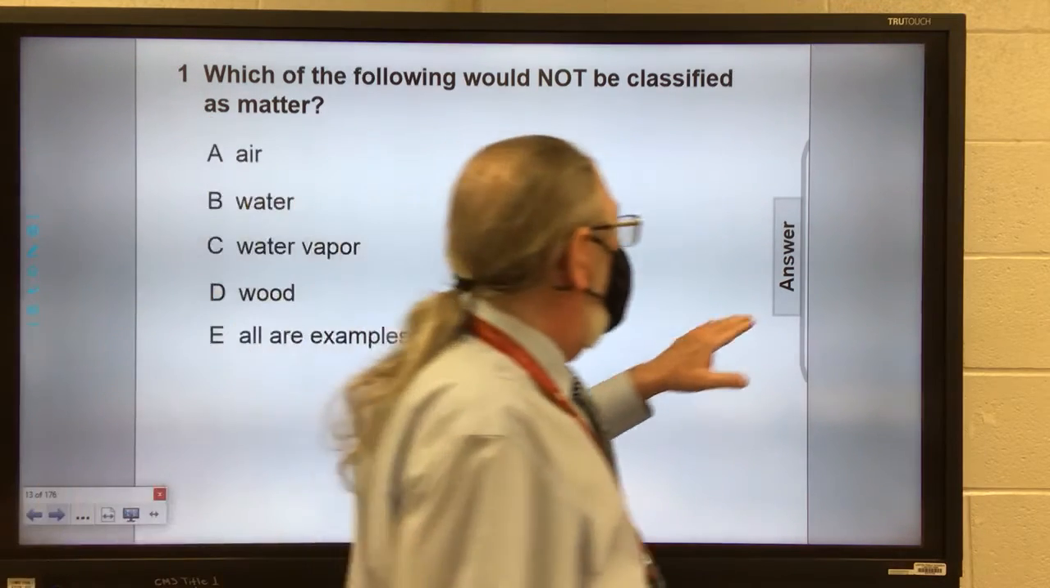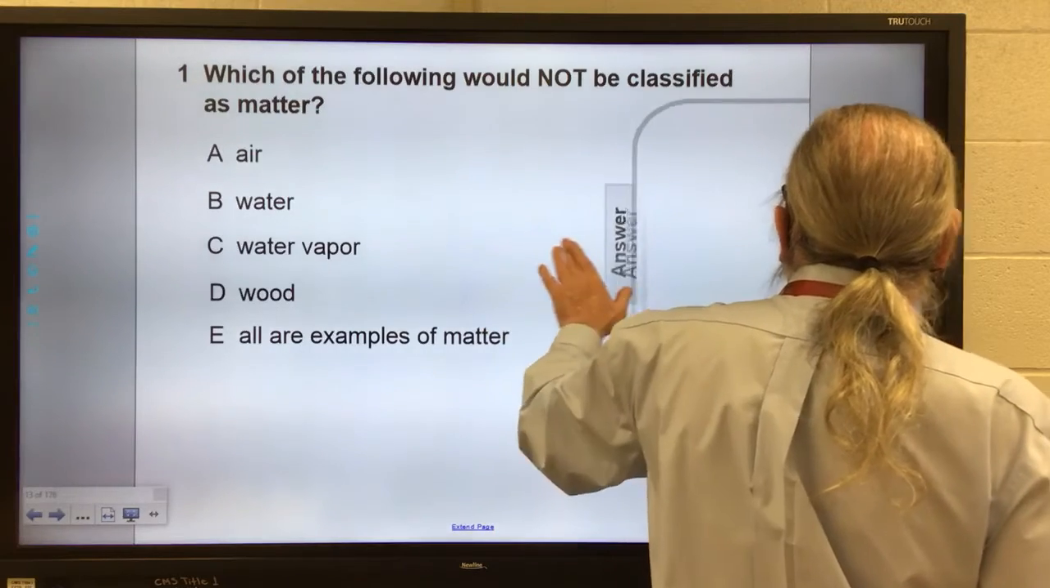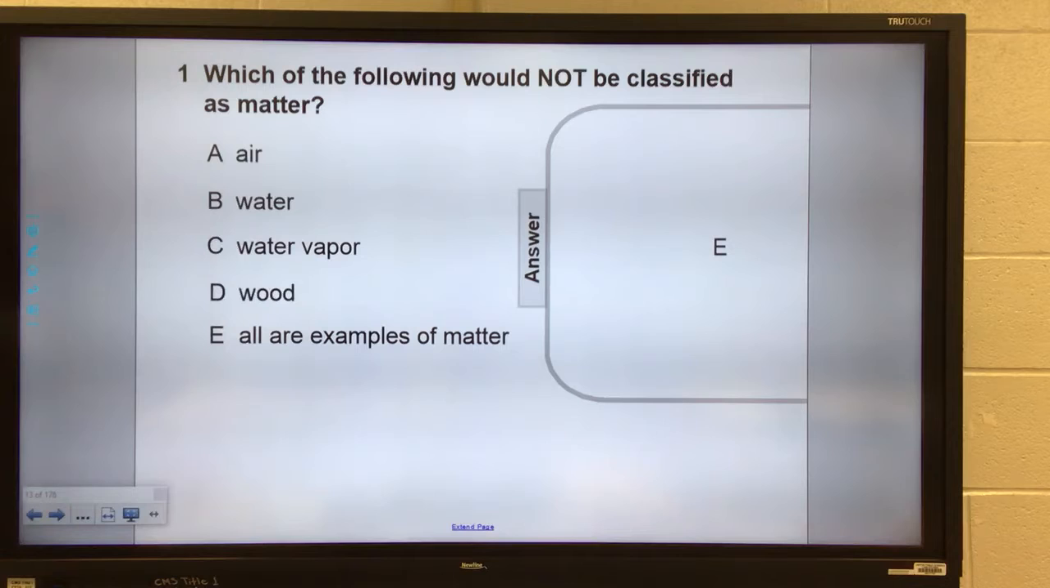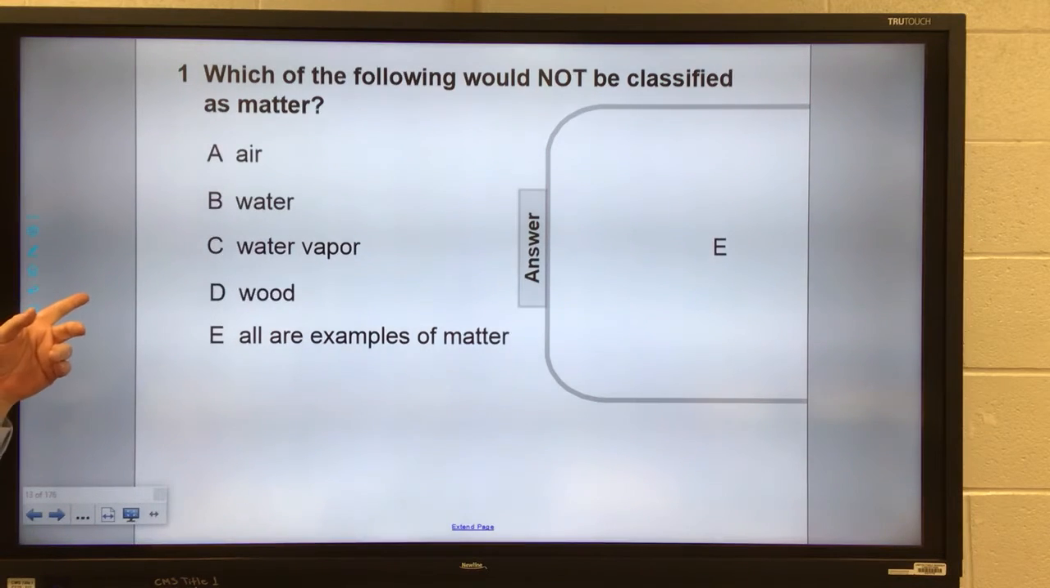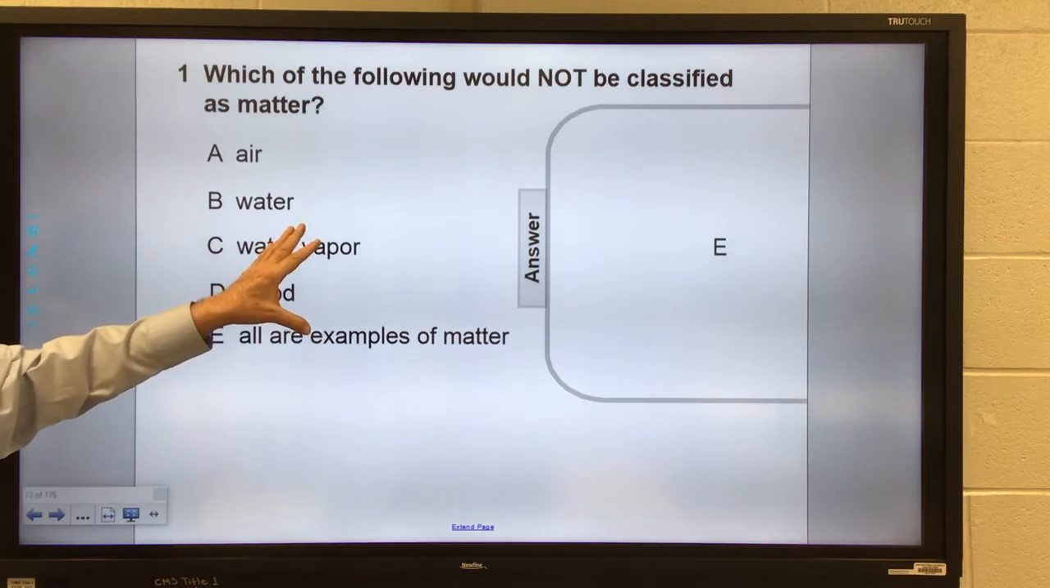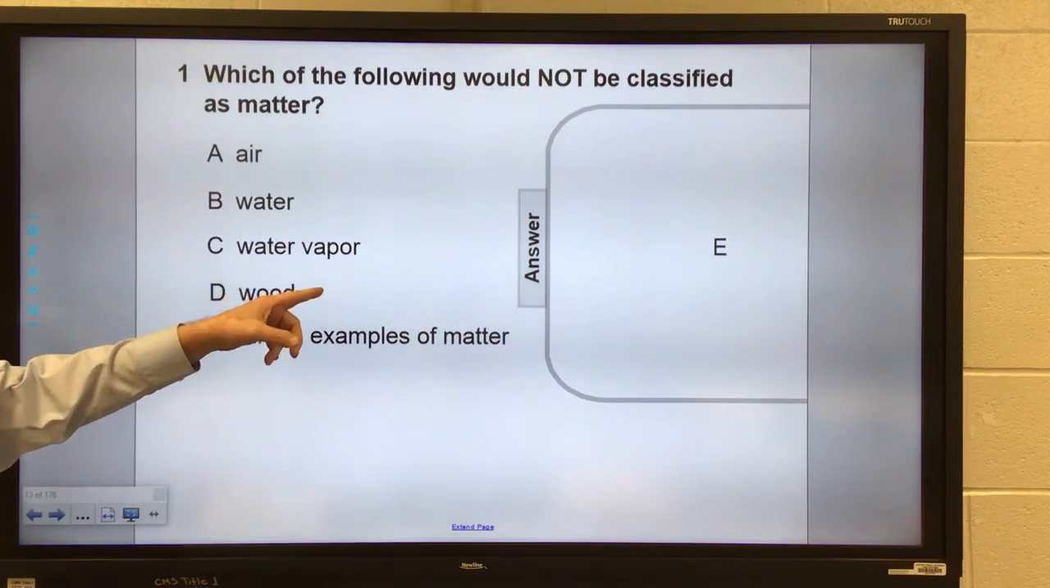E. Let's double check that. It is E. Got the idea? Now, by the way, when we start our other science lessons here, I'm going to be teaching you with this format here.